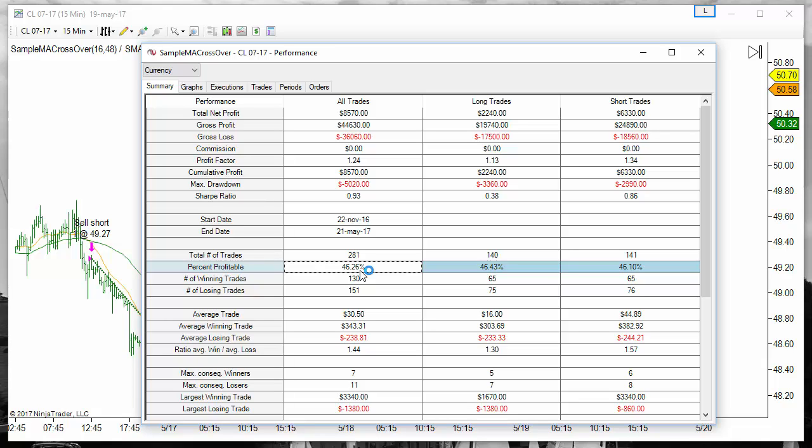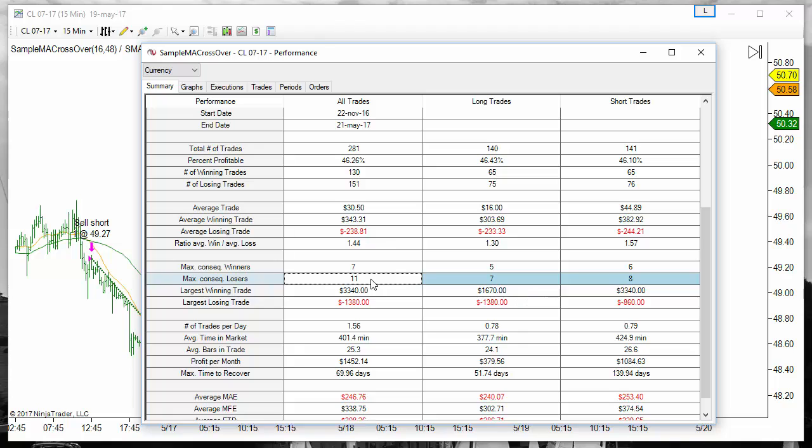The percent profitable means that only 46% of those 281 trades are profitable. So we have 130 winning trades and 151 losing trades. The average trade is positive, only $30, and the average winning trade is 343, and the average losing trade 238. The ratio between the average winning trade and the average losing trade is 1.44.